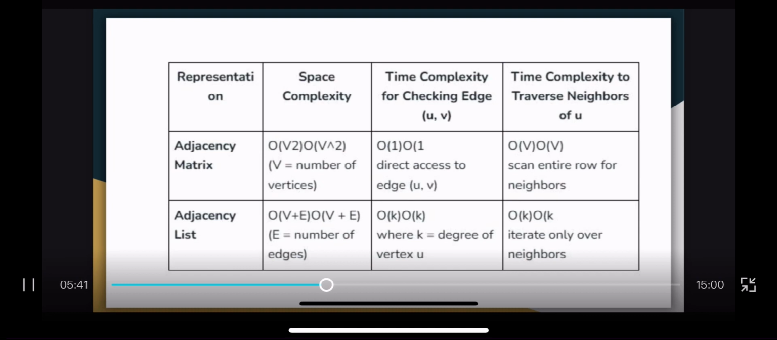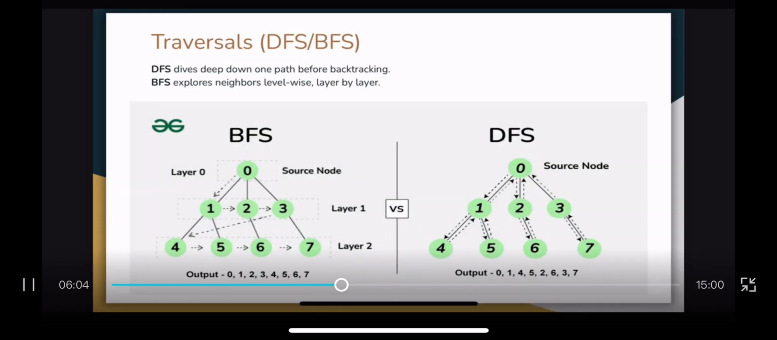However, in my opinion, while the adjacency matrix is a simple and quick way to check if two vertices are connected, it can be really inefficient for large and sparse graphs because it wastes a lot of memory storing all the zeros. So the adjacency list is more memory efficient for sparse graphs because it only stores the connections that actually exist. So now let's take a look at graph traversal.